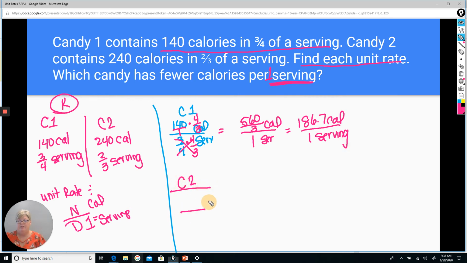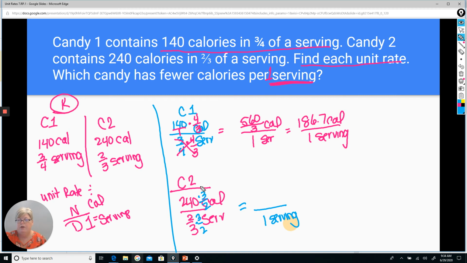We're going to do the same things. We're going to put calories on top, servings on bottom. So for the numerator, it is 240 calories. For the serving, for the denominator, it's 2/3. And we're going to do the same thing we did in the other one. We're going to multiply by the reciprocal. And why do we multiply by the reciprocal? Because we want the denominator to be 1. And the only way to get it to be 1 is if we multiply by the reciprocal. So that's 1 serving.